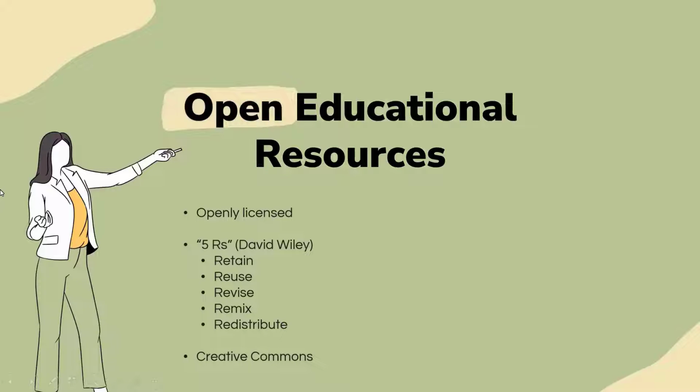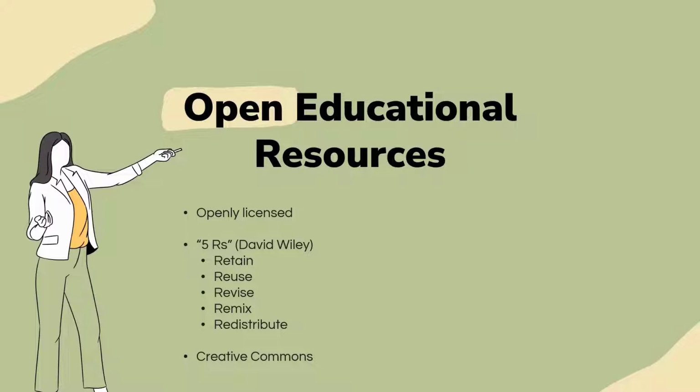The open part is a little more tricky. Typically, we mean materials that are openly licensed. So David Wiley talks about the 5 R's of OERs. And so these are essentially the permissions that a user should have in order to engage with the OER. So they should be able to retain a copy and reuse it as they need, and revise and remix. So both of these refer to adapting resources, which we'll talk a bit about today.